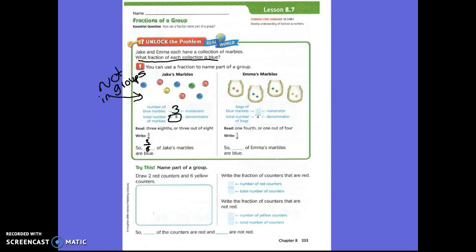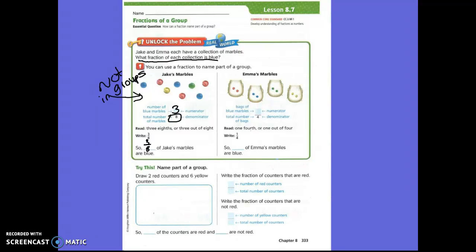However, there comes a time where things will be in groups. Now look at Emma's marbles. Hers are in little bags, right? Hers are nice and neat now. Now here's the difference, guys. How many marbles does she have? 8. But do you notice that the denominator is not 8? It's 4. Why do you think it could be 4? Because there are 4 groups.